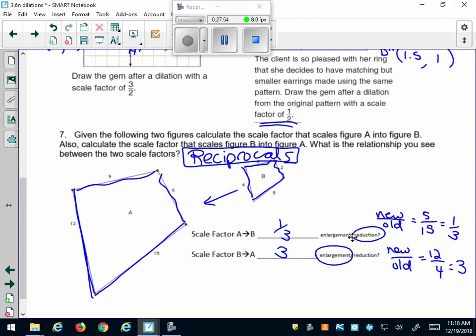Okay, so dilations, enlargements, reductions, scale factors, coordinate plane. Any questions?